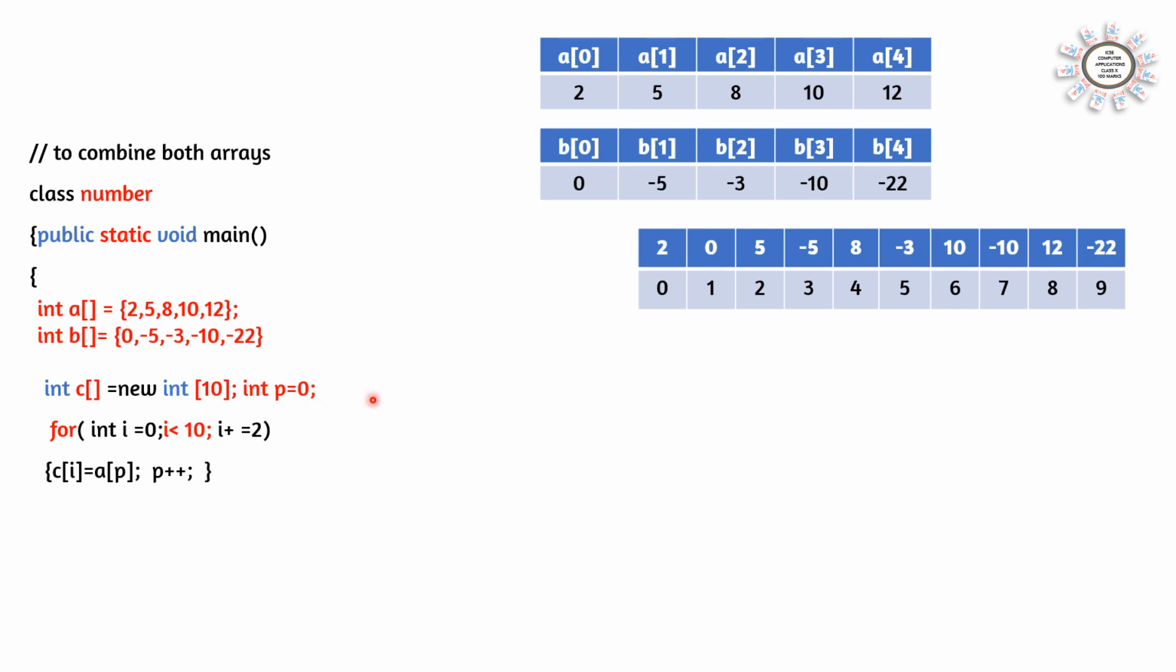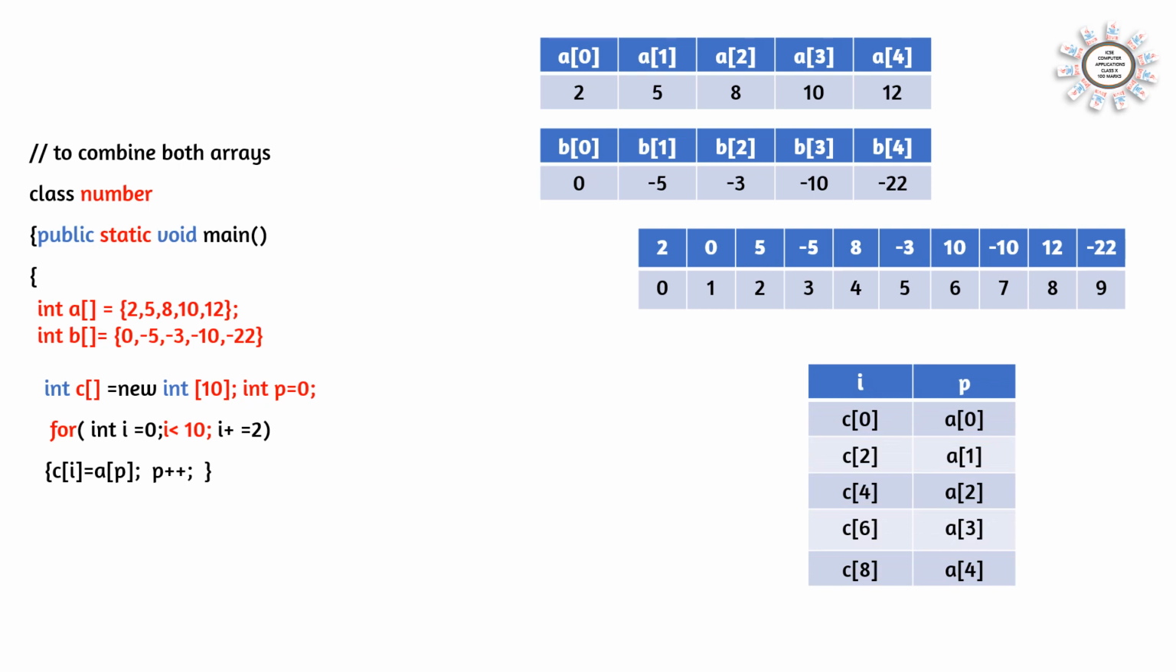So here we can see, declare the array, and for the position of array A, we are declaring the variable P. That means P is 0 in the beginning. That means A0. Here we can see P will increase, P plus plus. That means P will go from 0, 1, 2, 3, 4. And for the array C, we are making the loop, int I is equal to 0, I less than 10, I plus is equal to 2.